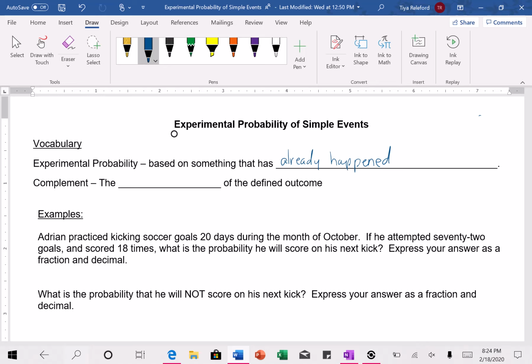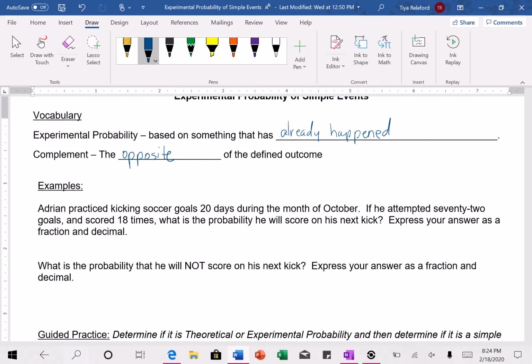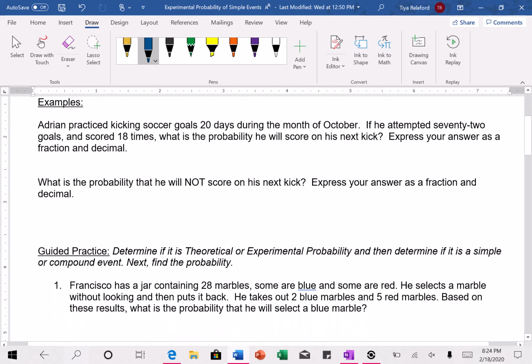And just like other probability, complement is the opposite of the defined outcome. So we're just talking about not. So let's see some examples.